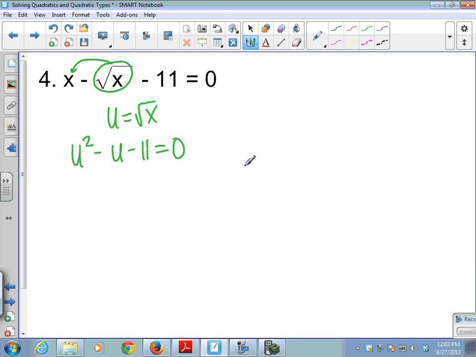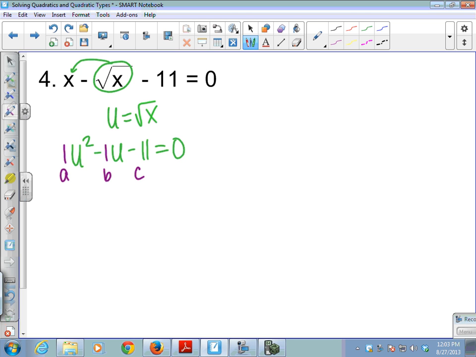Most of you could probably get that far. Here's where the challenge comes in. If you try to factor this like we've been factoring it, that's where it gets a little bit challenging, because you can't factor this. So we've got to use one of the other methods that we talked about when we solved quadratics to solve this. I can't take the square root, because I've got this middle term here. What I'm going to do is use the quadratic formula. So I'm going to let 1 be a, negative 1 be b, and negative 11 be c.